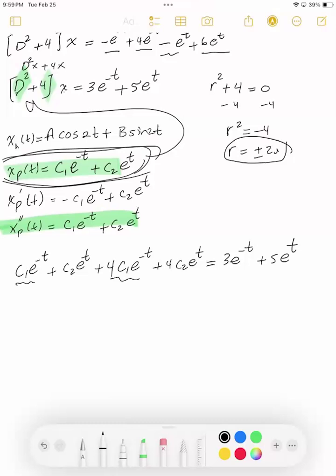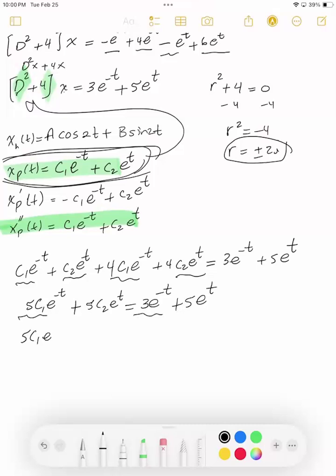That is going to give us 5C1 e to the negative t, and then we have 5C2 e to the positive t is equal to 3e to the negative t plus 5e to the power positive t. Then we are going to set these two equal to each other. We get 5C1 e to the negative t is equal to 3e to the power negative t, and that gives us C1 is equal to 3/5.